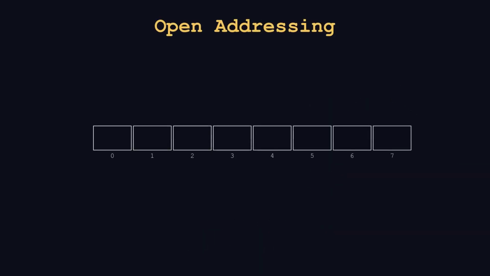The alternative is open addressing. Instead of a list, you look for the next empty slot in the array itself. Linear probing checks the next slot, then the next, forming clusters of occupied entries.